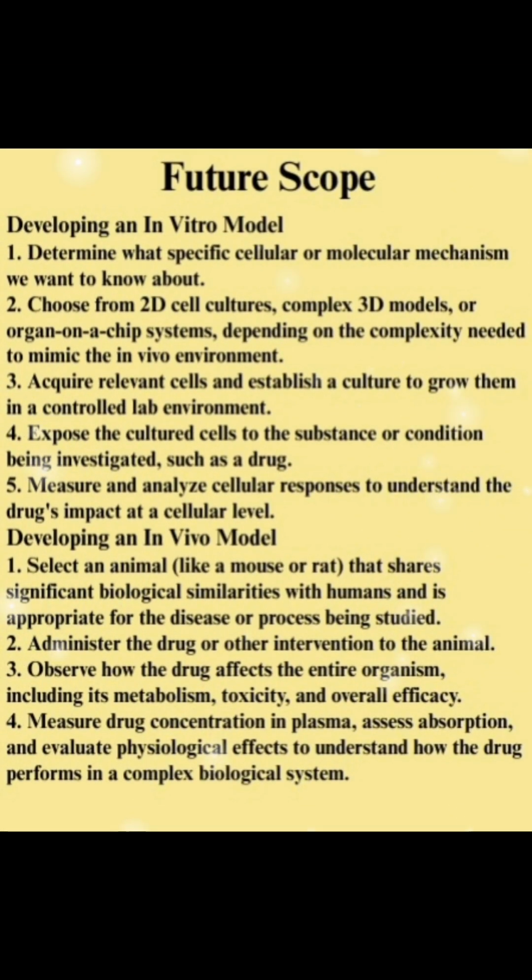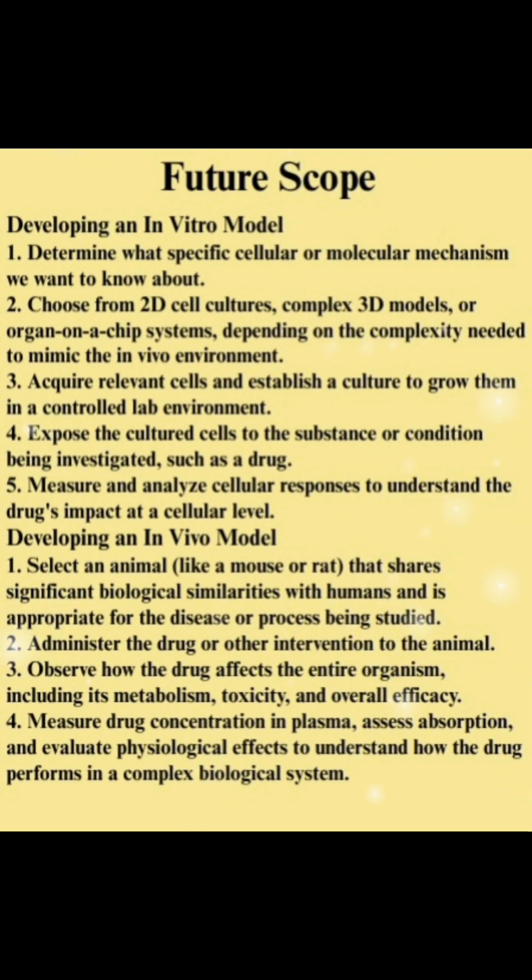Future scope. Developing an in vitro model. Determine what specific cellular or molecular mechanism we want to know about. Choose from 2D cell cultures, complex 3D models, or organ-on-a-chip systems, depending on the complexity needed to mimic the in vivo environment. Acquire relevant cells and establish a culture to grow them in a controlled lab environment. Expose the cultured cells to the substance or condition being investigated, such as a drug. Measure and analyze cellular responses to understand the drug's impact at a cellular level.